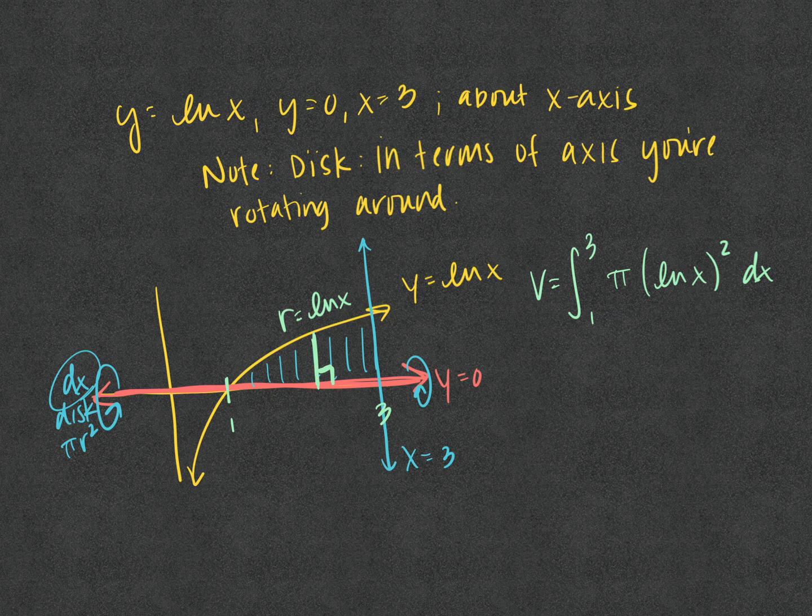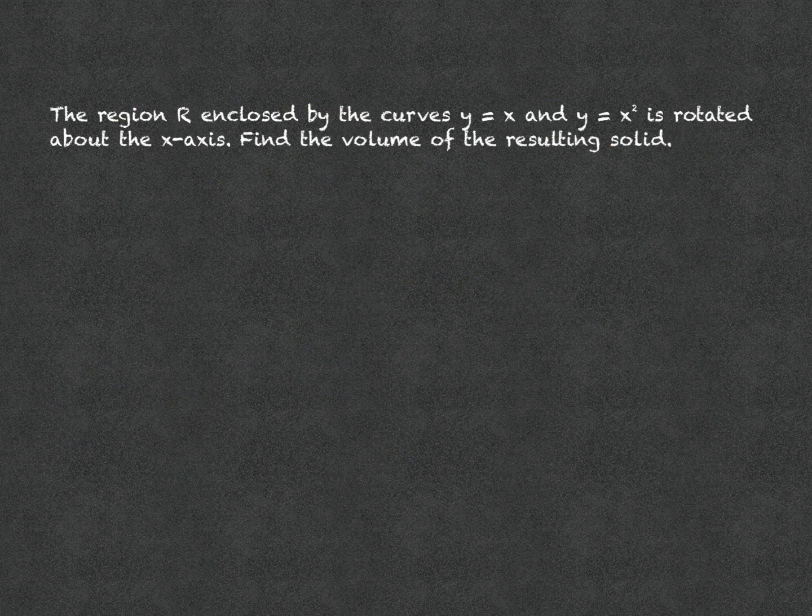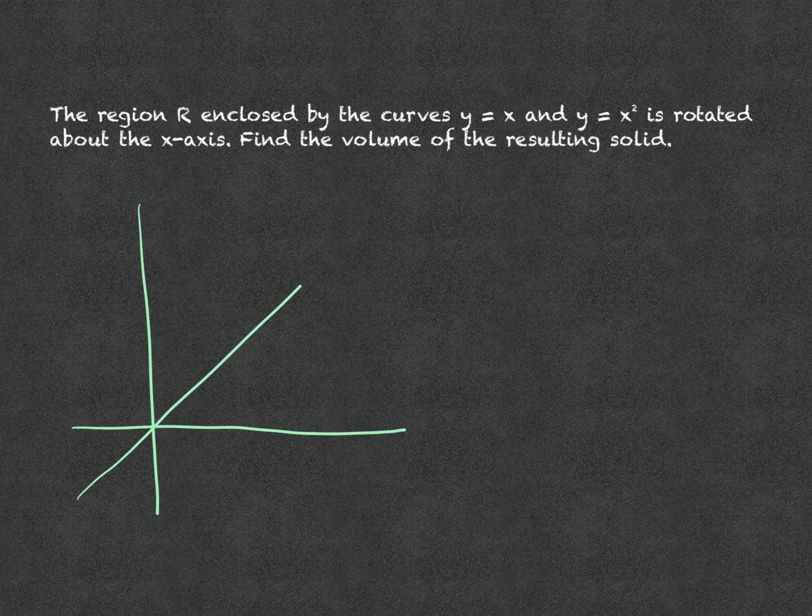Let's look at another one. So this is a new concept because it says the region R enclosed by the curves y equals x and y equals x squared is rotated about the x-axis. Find the volume of the resulting solid. So what has changed here is that we have y equals x, which is a line, and y equals x squared, which is a curve. And so we now have two functions that we're looking at as we look at our volume.